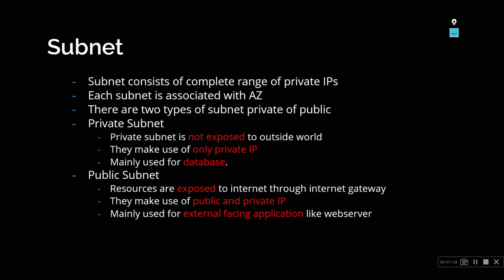So we have discussed what a subnet is and how IP addresses are assigned to each subnet. What are the different types of subnets, the private and the public? So I hope you have a fairly clear understanding of how subnets work in VPC.